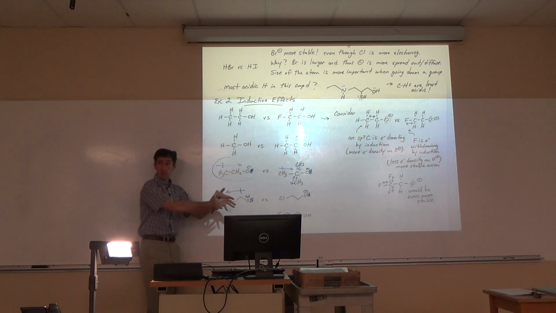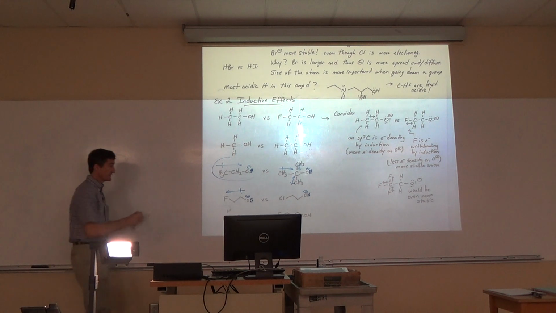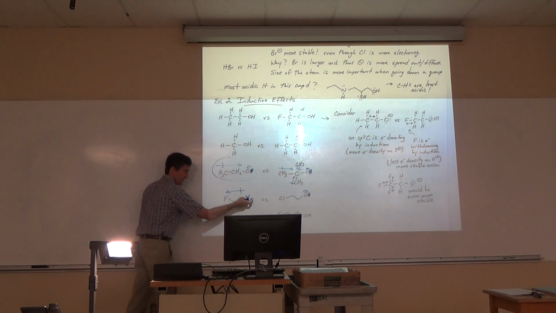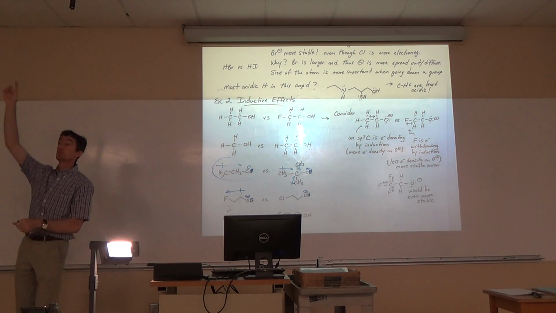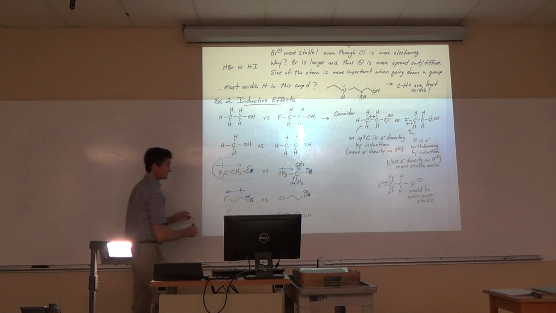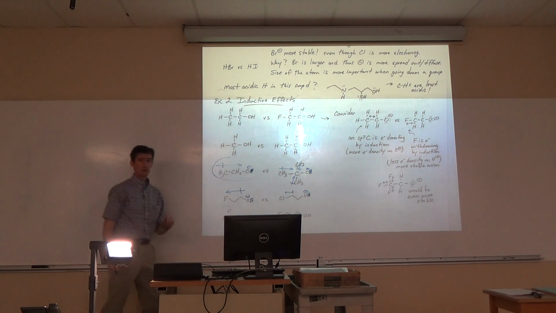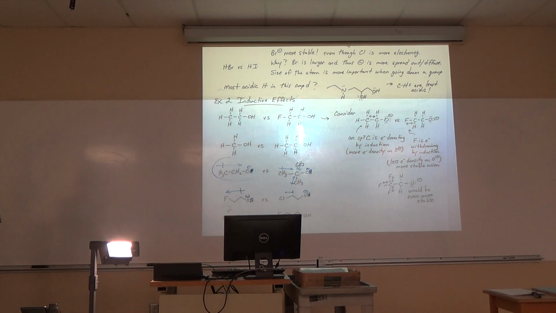The fluorine is on the end of the rope here. Good tug of war, pulling inductively through these single bonds. I pull here and I affect you way over there, because I'm pulling through all these single bonds. Yes, the chlorine is pulling, but it doesn't pull as much. Fluorine pulls more. It's more electronegative.